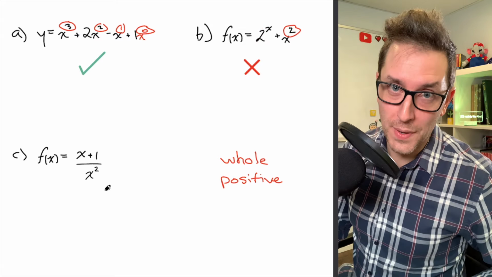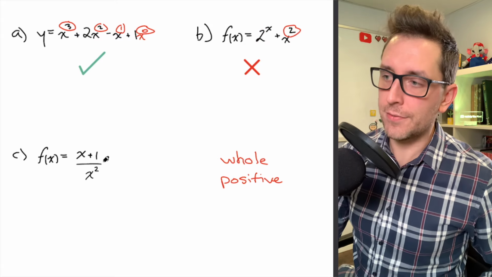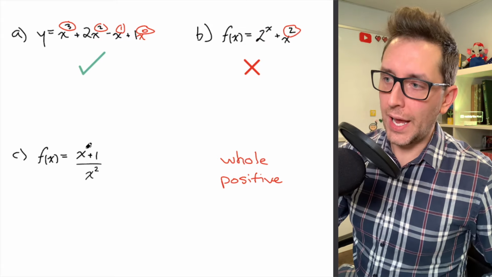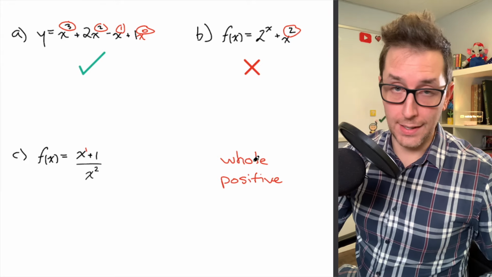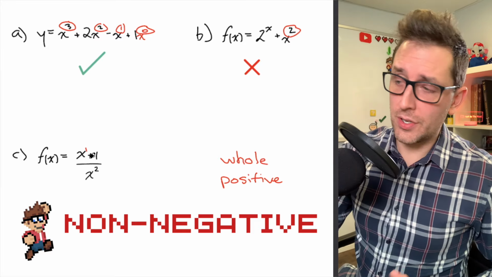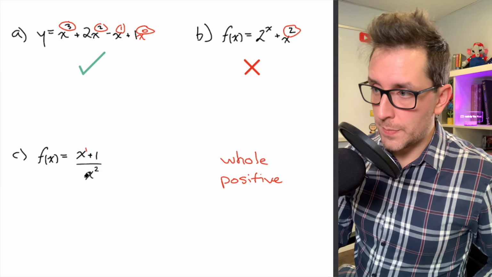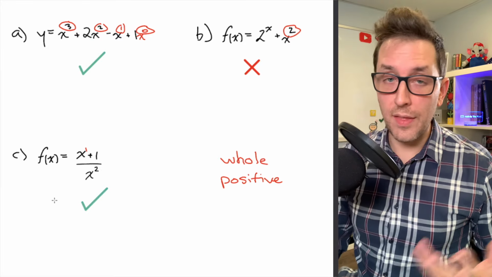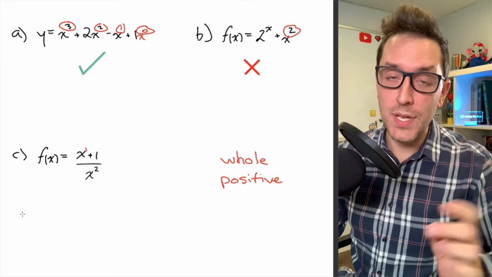Now this last example is my favorite, and that's because when we look at it at first glance, okay, we appear to have whole positive powers on x, okay? X to the power of 1, whole positive power. That 1 there we can write as x to the power of 0, and the x squared in the denominator appears to be whole positive, right? So we should be able to say that this is a polynomial function. But if you did that, you'd be incorrect.